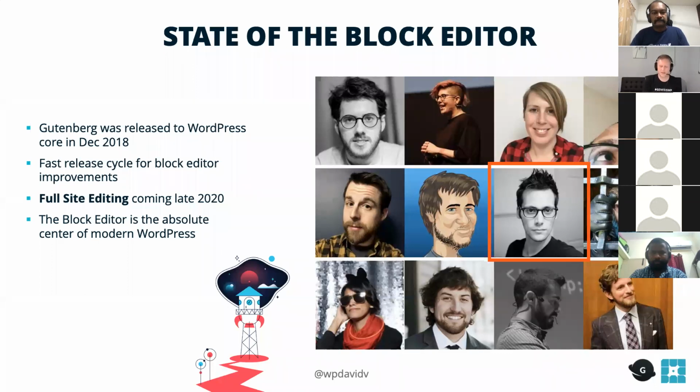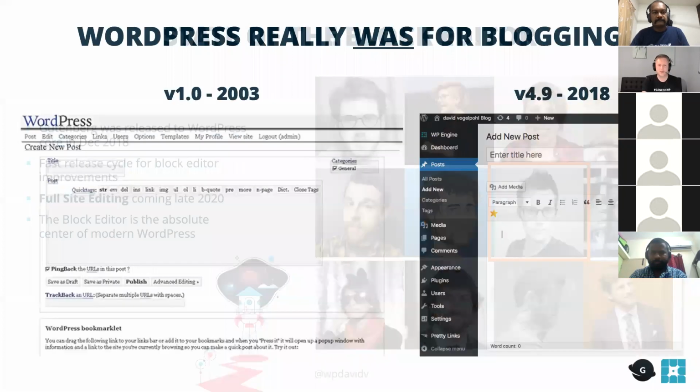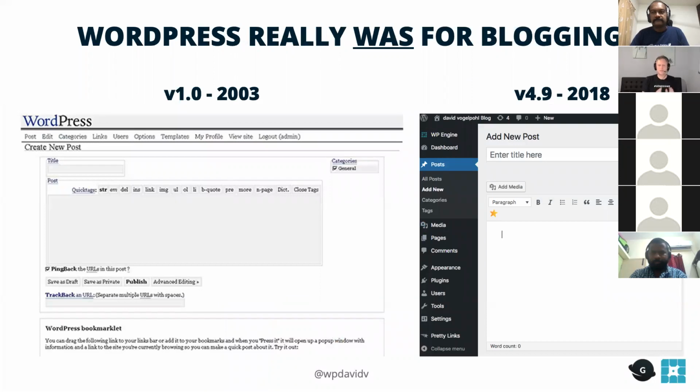But now that the block editor is center, we start to ask ourselves, well, why? Why did that happen? And of course, there's a lot of anxiety and doubt around some of these aspects. So if we look at what WordPress was before the block editor was introduced, in its default editing state, it really was for blogging. If we look at version 1.0 from 2003, the first version of WordPress created by Mike Little and Matt Mullenweg, and we look at version 4.9 right before the block editor was introduced as the default editing experience, it's almost the same.